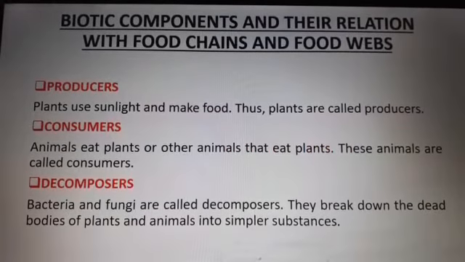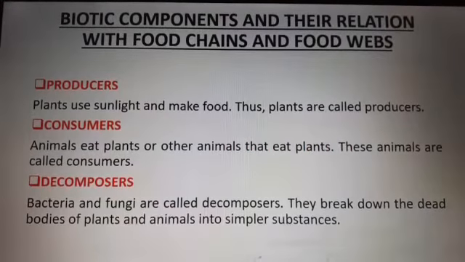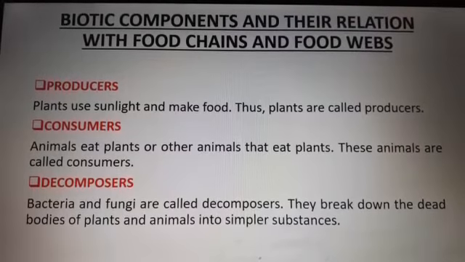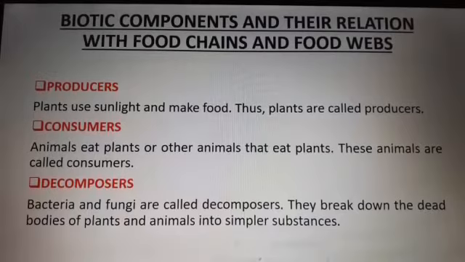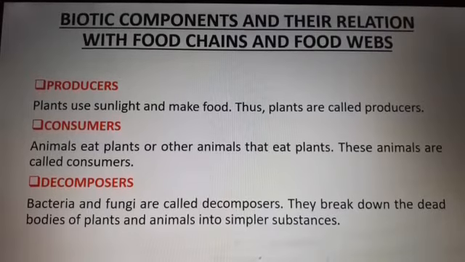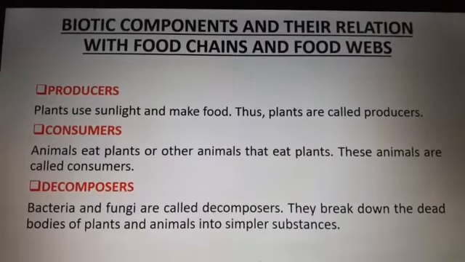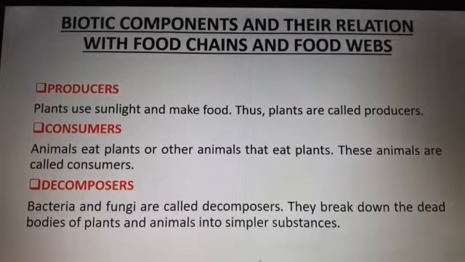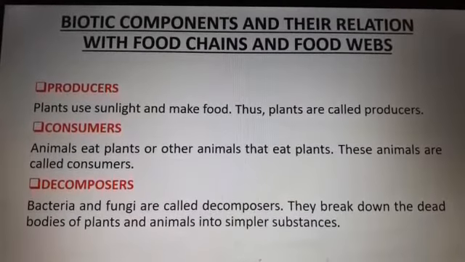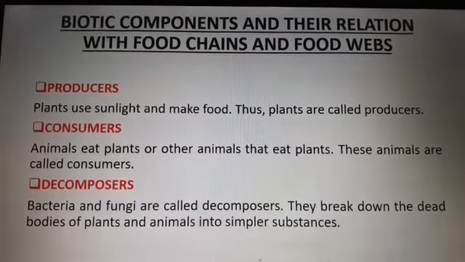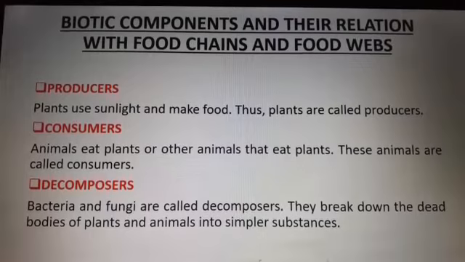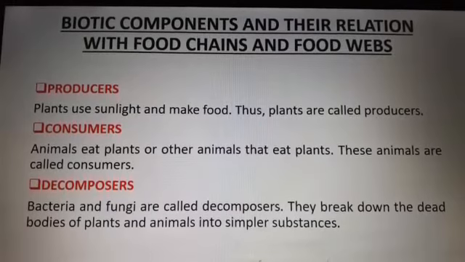So first of all we will see what are the biotic components and how they are related with different food chains and food webs. First biotic component is the producer. The basic source of the energy on the earth is sunlight, and the plants use this sunlight to prepare their own food. Thus, these plants are called the producers.